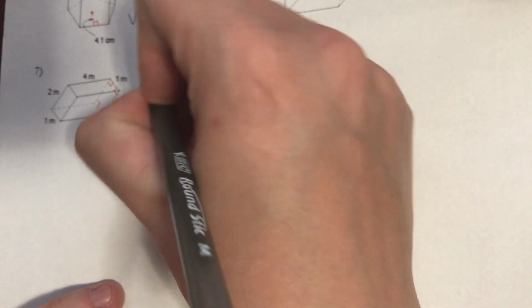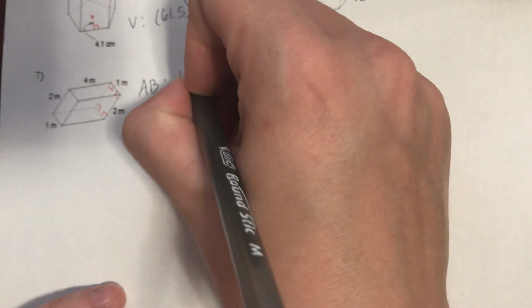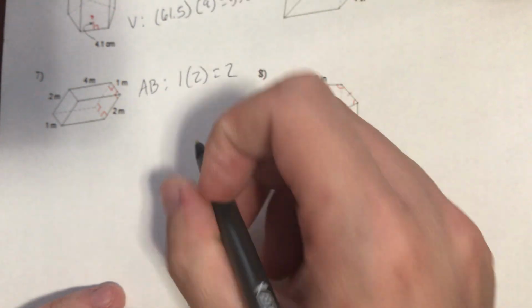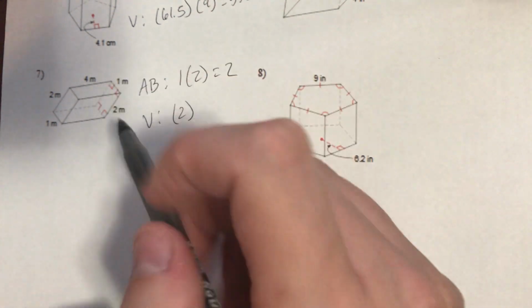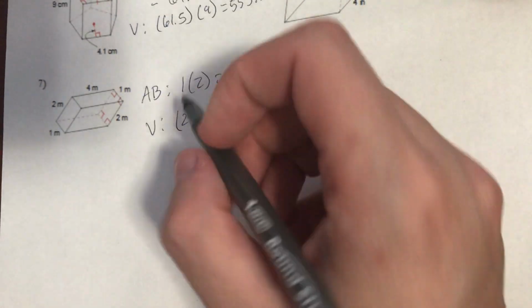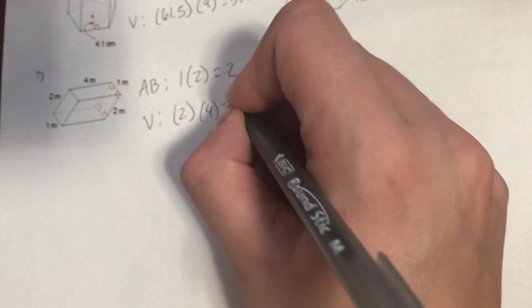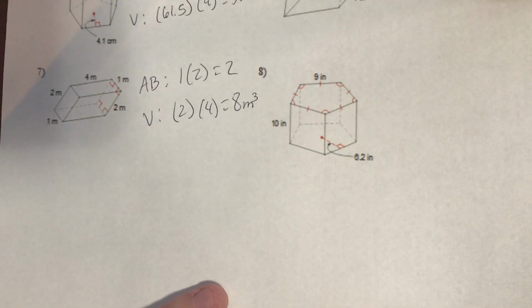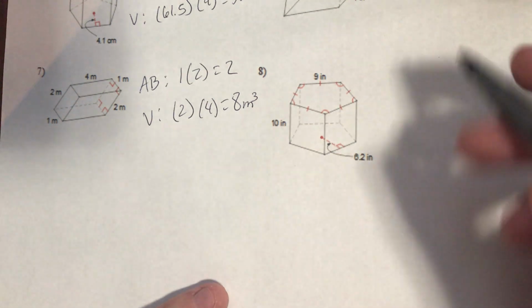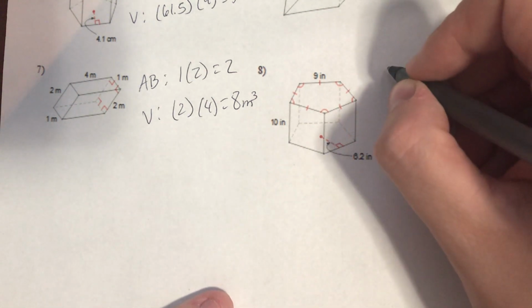All right, so let's go down to these. Our base here is a rectangle, so area of our base is base times height, so it's just 2. And then the volume is base times height, which is base, this kind of base, times our height, which is 4. So our volume is 8. Something which should have been pretty easy. All right, so let's go ahead and go to the last one.